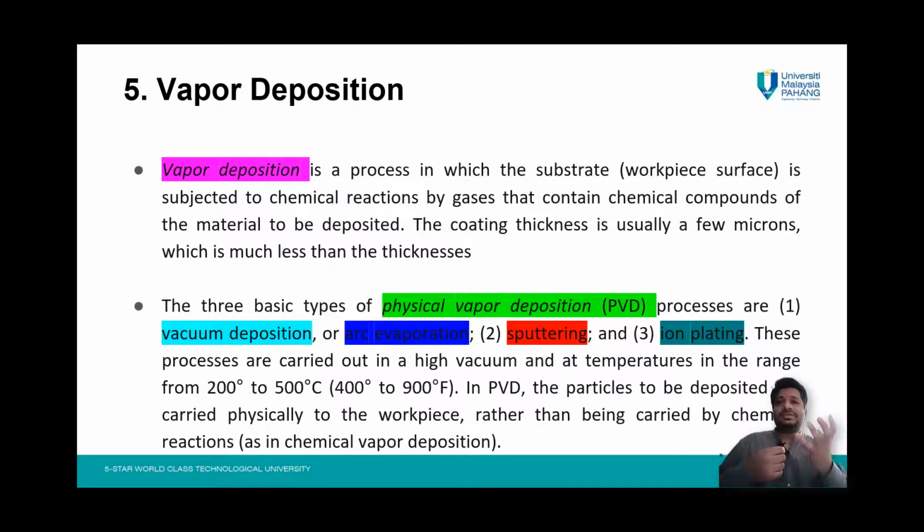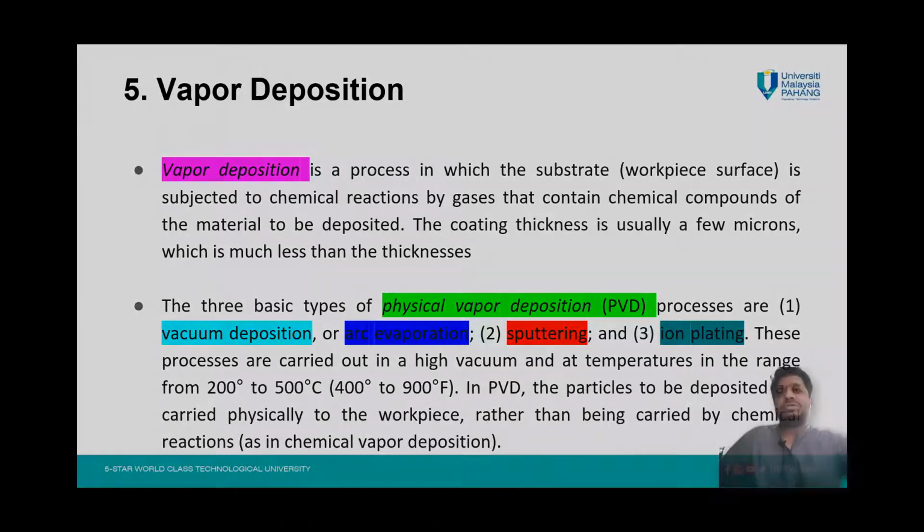The particles that I want to deposit, I will physically carry into the chamber, and then I will have my own substrate material. Both of them are basically kept together in the same chamber where I want to do physical vapor deposition.